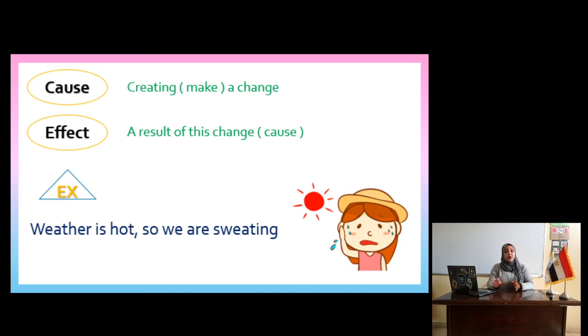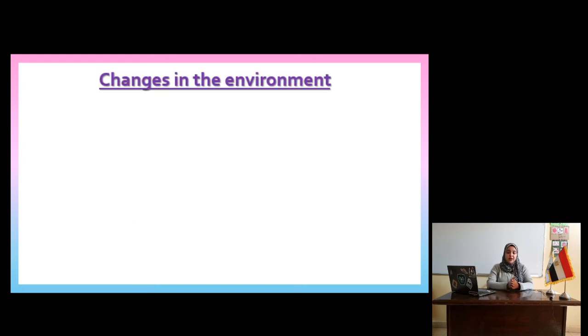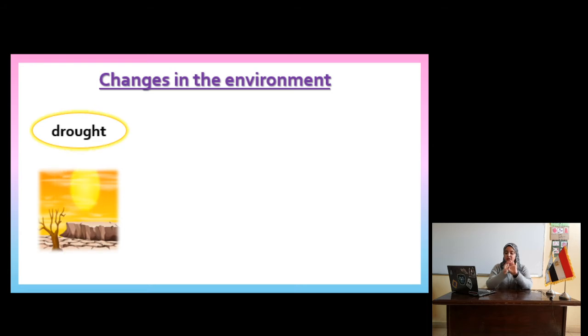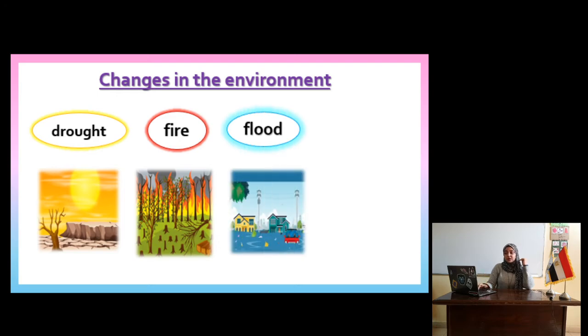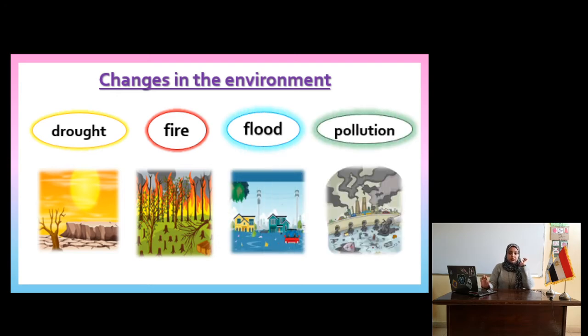Today we're going to talk about the changes in the environment. The environment, the habitats, they can change. Now we're going to say why. We have 4 changes that happen to the environment. We have drought, fire, flood, and pollution. We will talk about each one of them, the cause and the effect.